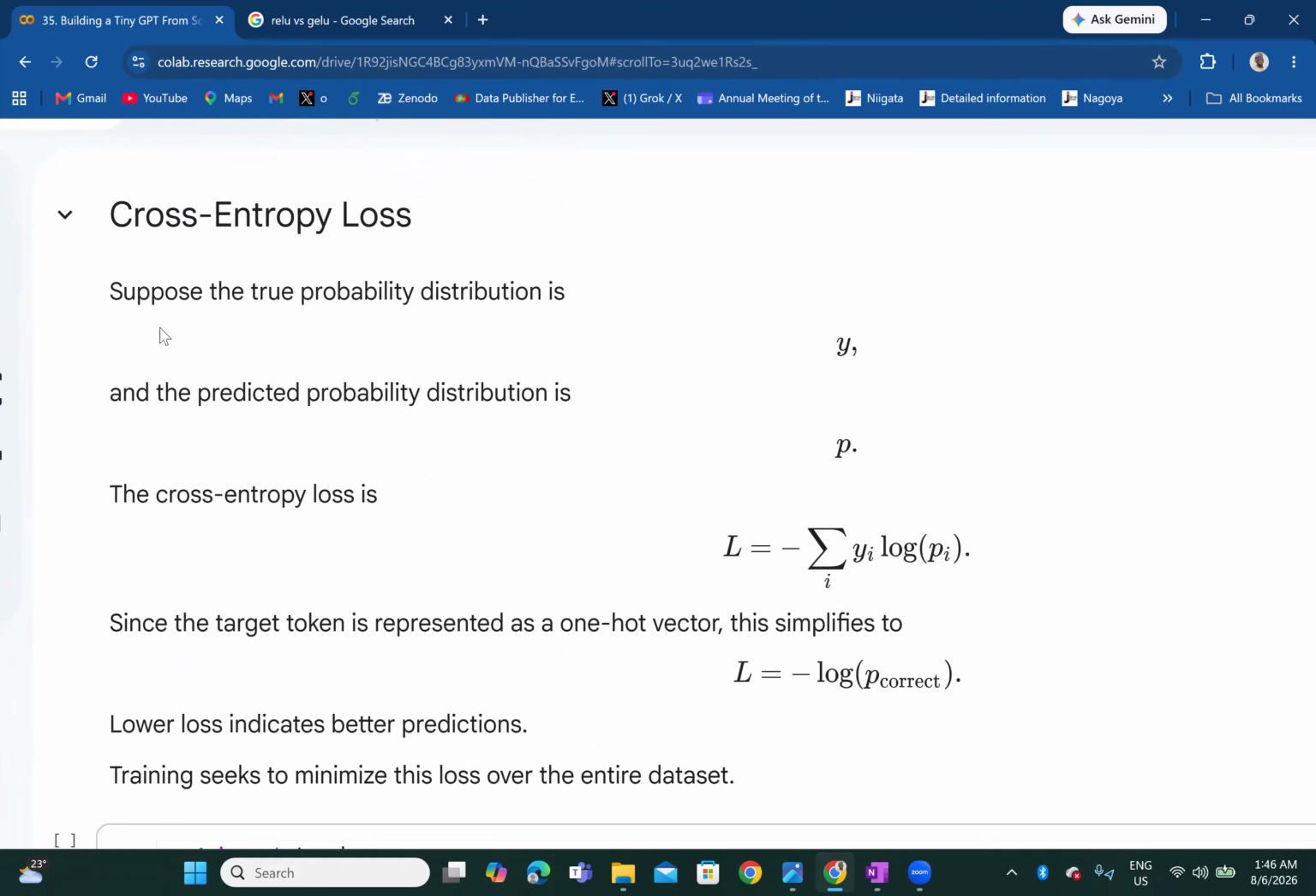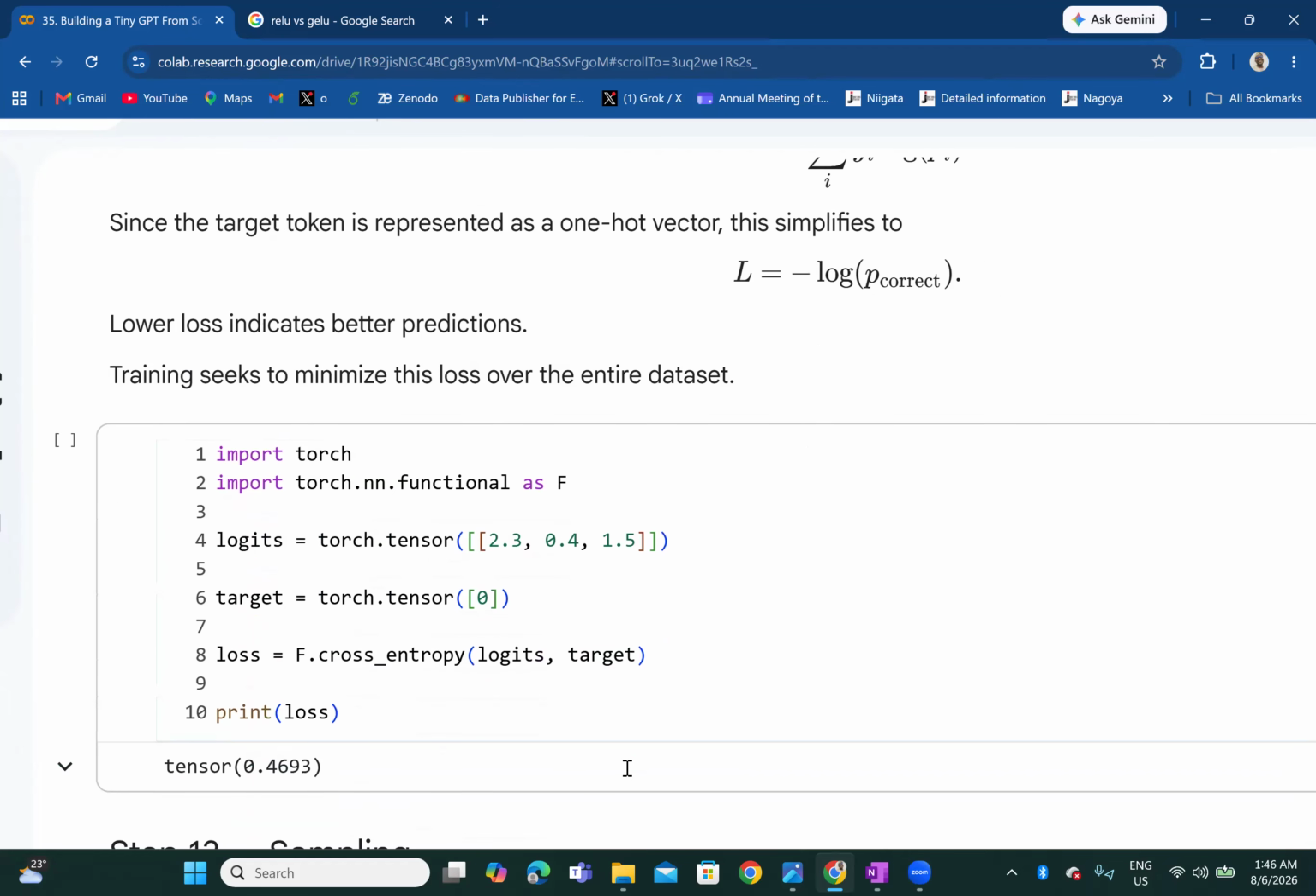So, cross entropy loss. Suppose the true probability distribution is Y and the predicted probability distribution is P. The cross entropy loss is then L equals minus the summation over i of y_i log P. We've dealt with this a couple of times, and I think there's a whole video dedicated to loss. Since the target token is represented as a one-hot vector, this simplifies to L equals minus log P of the correct one. Lower loss indicates better predictions, right? Training seeks to minimize this loss over the entire data set. From the first prediction, this loss is made smaller and smaller until the desired point.